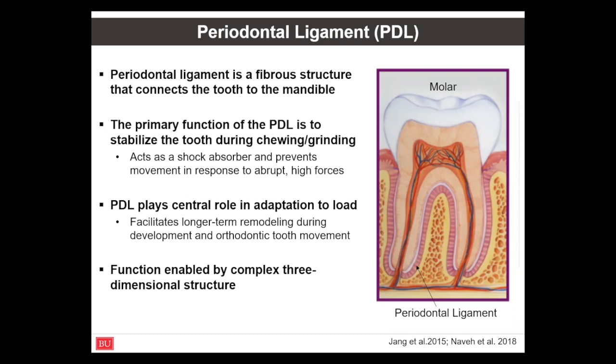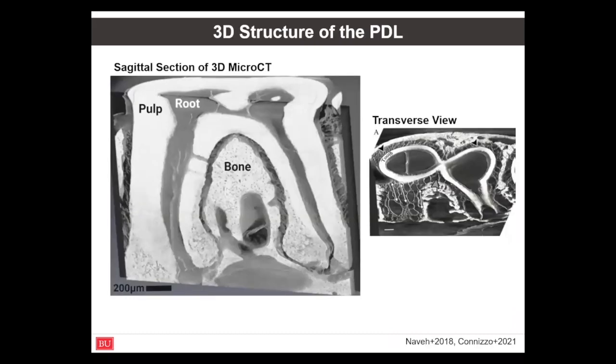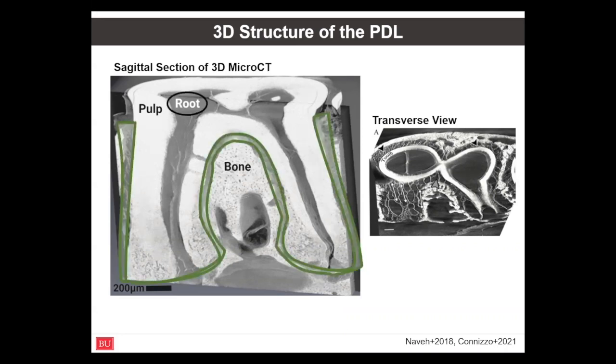This complex function is enabled by a three-dimensional structure, which is really unique and sets it apart from other ligaments. So shown here is a 3D volume rendering micro CT with contrast enhanced of a sagittal section on the left and a transverse view on the right, where you can see the bony mandible as well as the structure of the tooth with the pulp and the root. And surrounding the tooth, you see highlighted in green, the periodontal ligament.